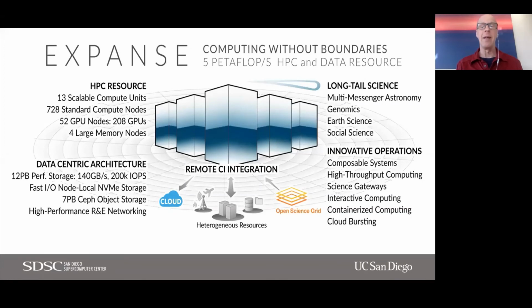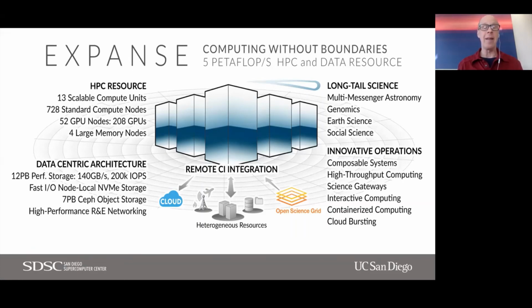Kind of a unique way of building this, and I'll explain what all of these mean. But this system is built from 13 scalable compute units. Each of these units, you could think of as a rack in the data center, contains both CPU nodes and GPU nodes. This makes it easy for us to continue to scale Expanse. So if we obtain more money like we did for our industrial user program, we're able to add a couple more racks of identical hardware.